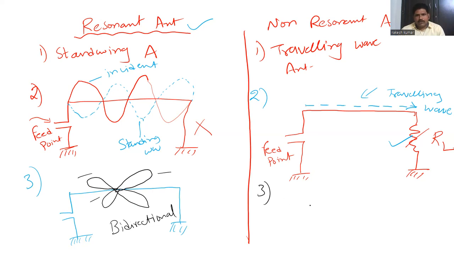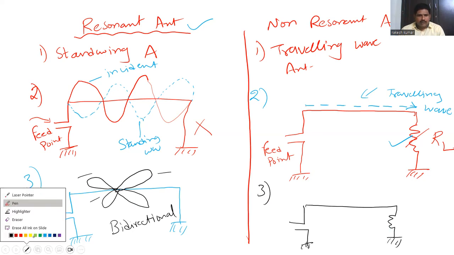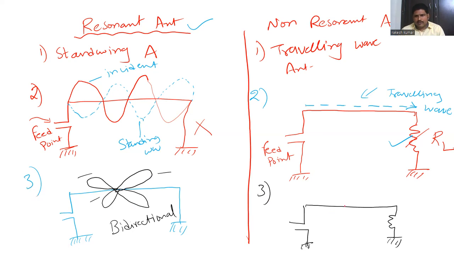Whereas coming to the non-resonant antenna, you will get only a unidirectional pattern. This is the major advantage. So in non-resonant antenna, you will get a unidirectional pattern. Next, coming to the other differences, this is resonant, and here it is non-resonant.